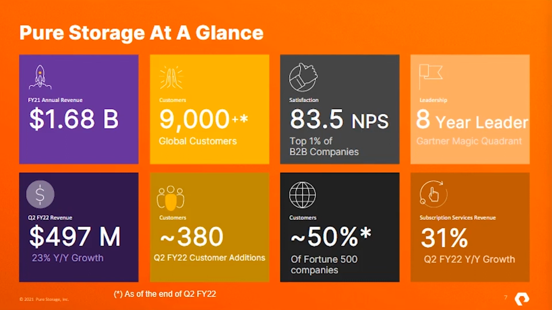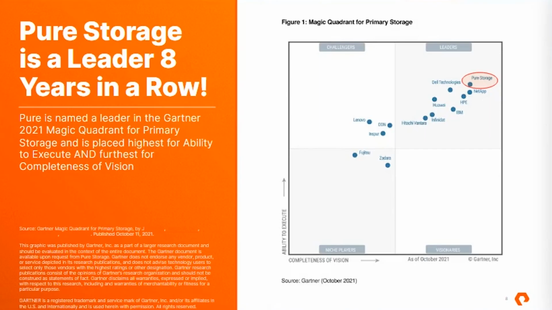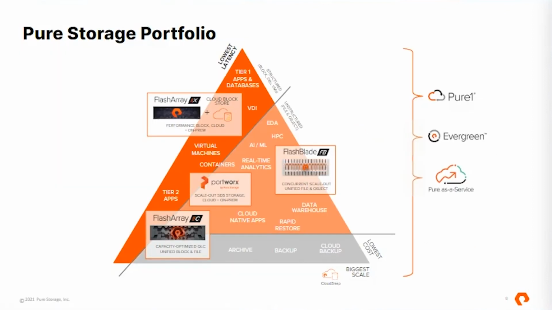Now, in a nutshell, who is Pure? For people who are not aware of who Pure is, we are about a 1.68 billion company. We've got an 83.5 NPS score. This is fantastic, and we are a leader in the space for the eighth year. And this is exactly the Gartner data that we have. You can clearly see that we are a leader in the space.